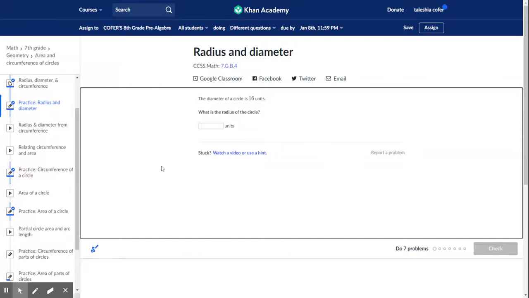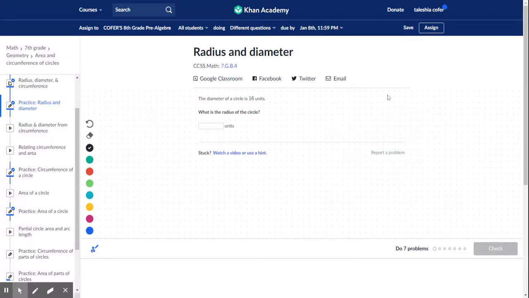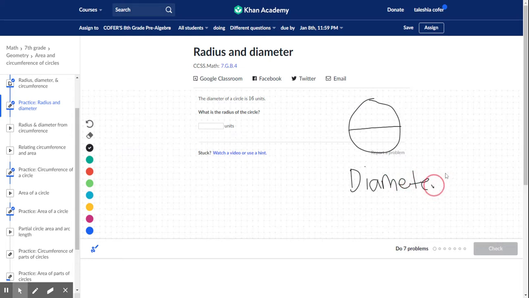Today we're going to learn about the radius and diameter of circles. Say for instance I have a circle here. The diameter is the distance all the way across from one side of the circle to the other. Diameter. The radius, act like that's a real circle, is the distance halfway across. Radius.